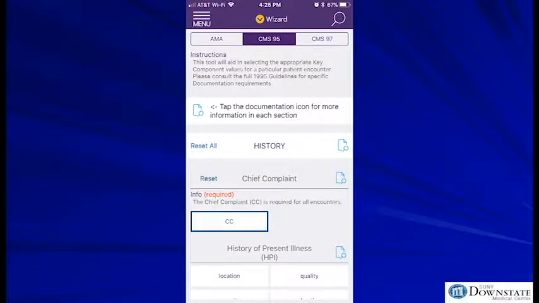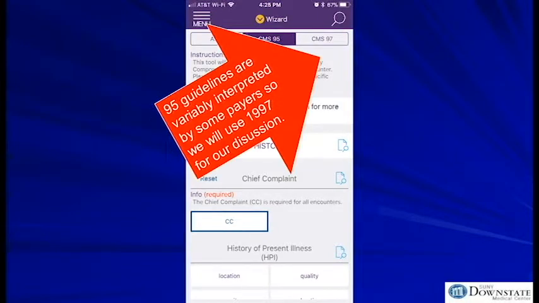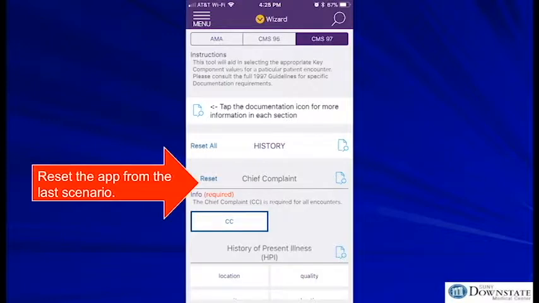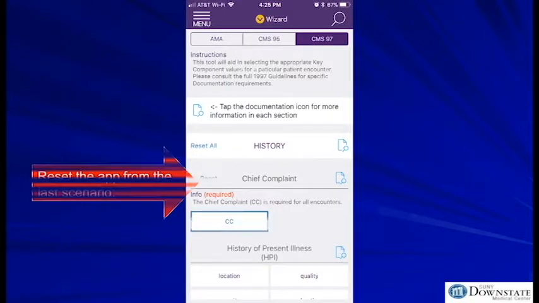Here we are, it opens to the CMS 1995 guidelines. The 95 guidelines are variably interpreted by some payers, so we will use the 1997 guidelines for our discussion. Sometimes you can get away with less in the 1995 guidelines, but many carriers are interpreting them in such a way that there is confusion, and we would like to avoid confusion and keep it simple. So here we are, the open screen for 1997 guidelines. I will reset anything I've done in the past, and let's start rocking and rolling.